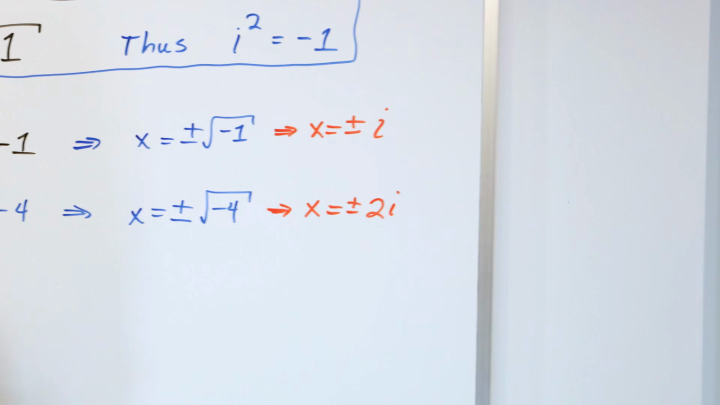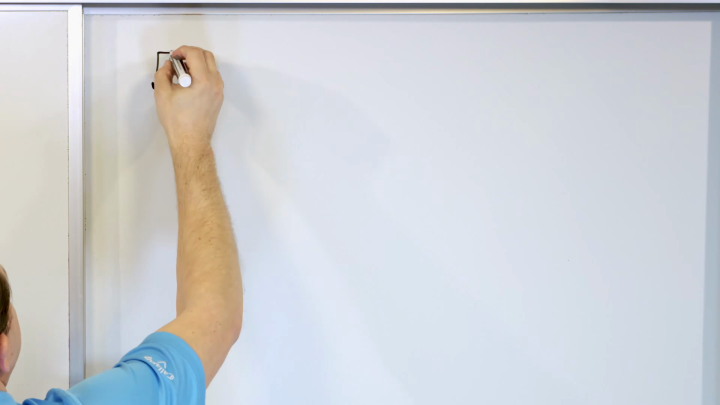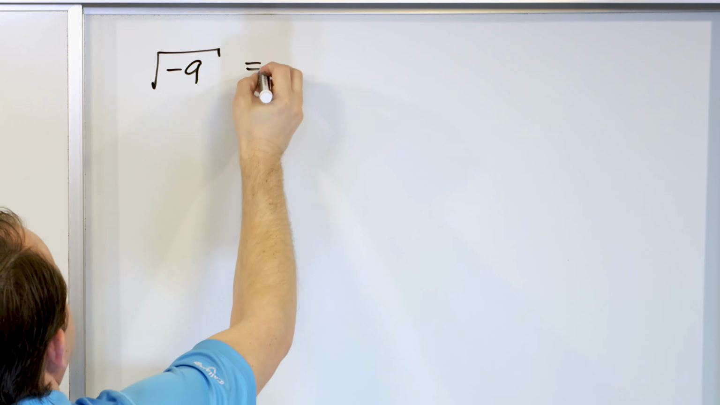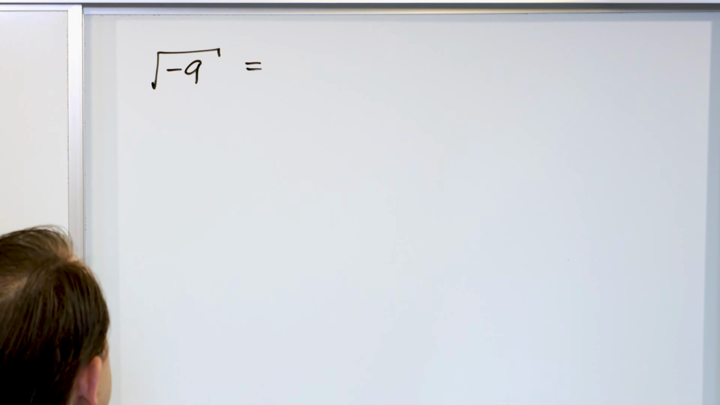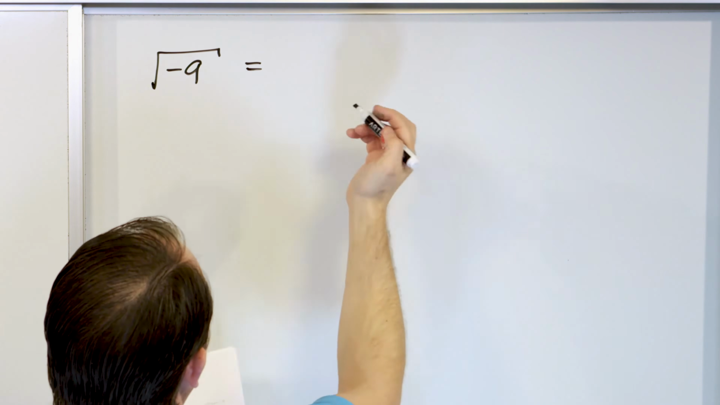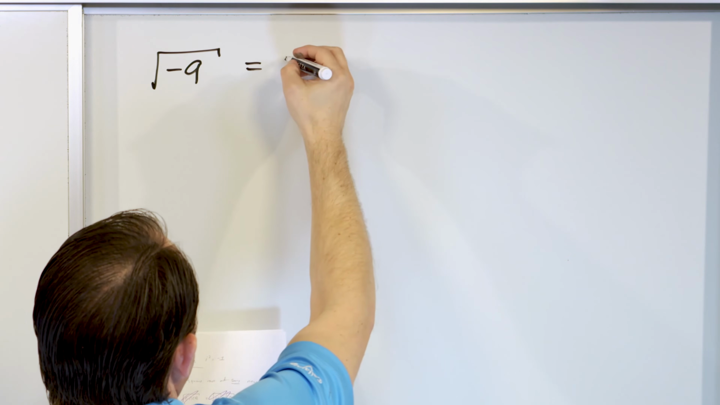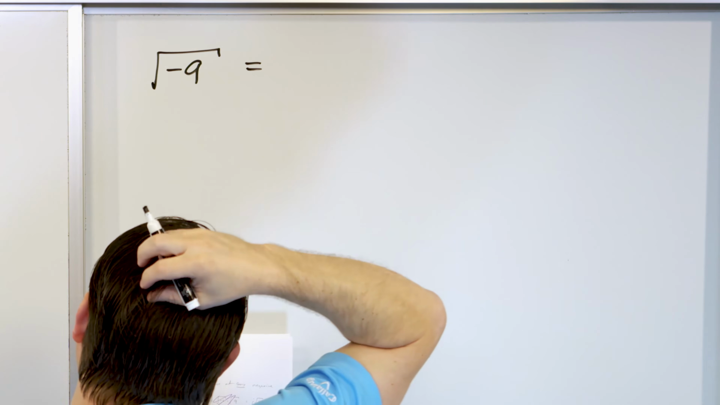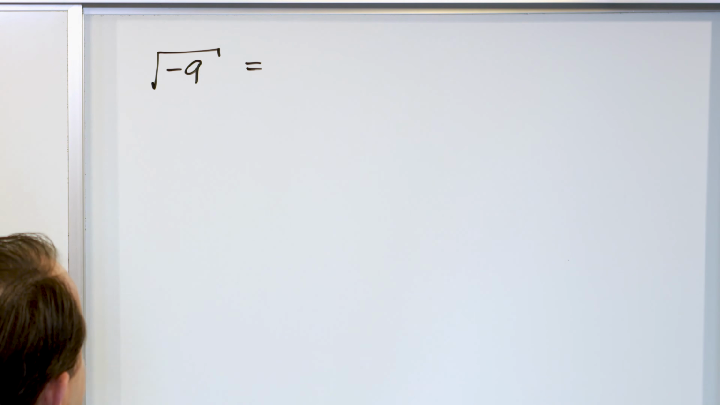Let's go over here. Let's say we have the square root of -9. As I said, you just ignore the negative. You pretend that it's the square root of 9. You already know what that is. That is 3, right? And you know what the square root of -1 is. That's just going to be i.